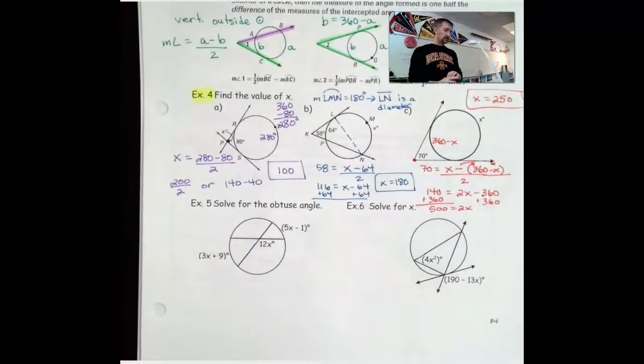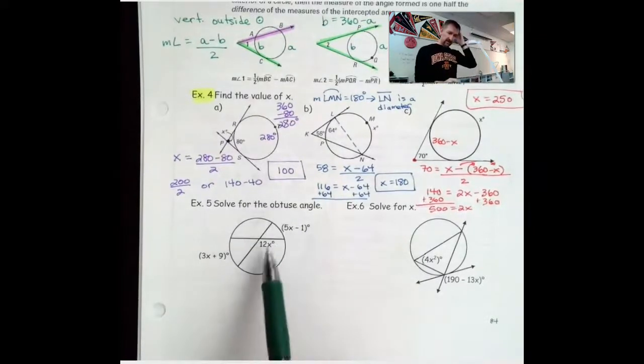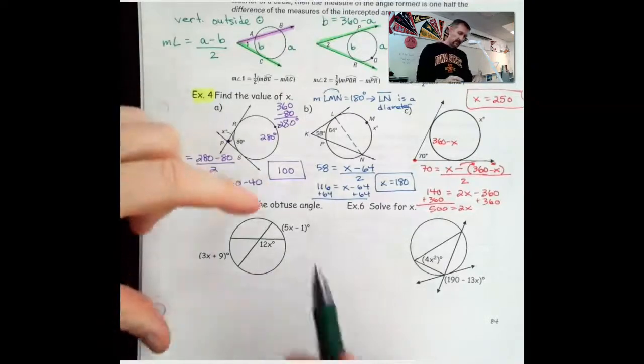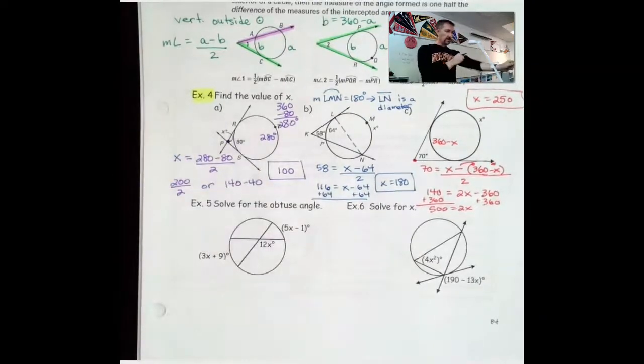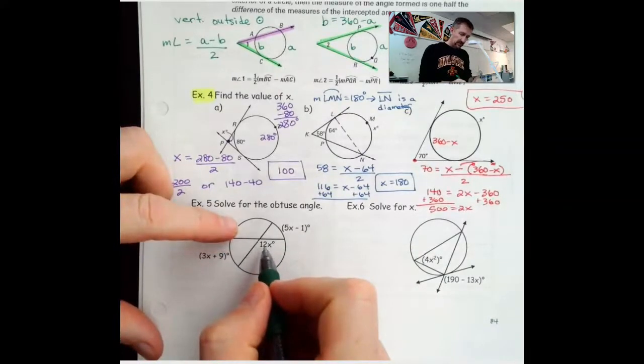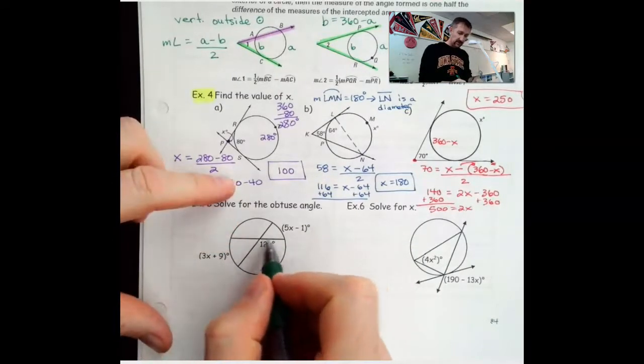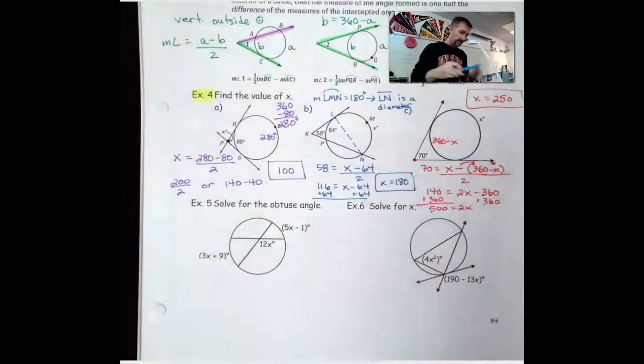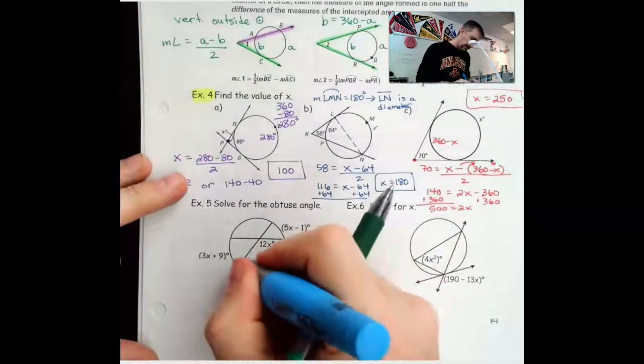All right, last two. What color am I on here? Green, maybe? Okay. Find the obtuse angle. So we got a little trick here. They gave us this over here. That's the angle we're actually trying to find, the obtuse angle. So I could focus on that.